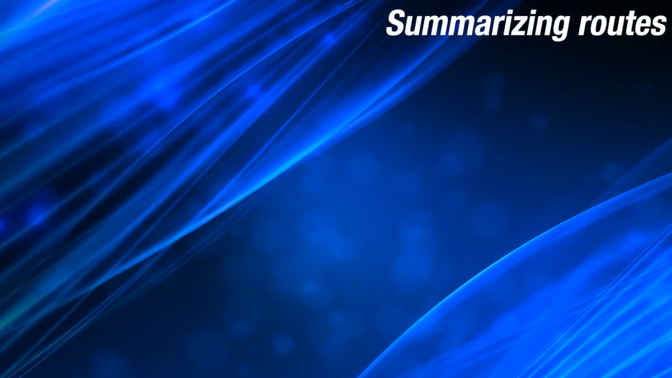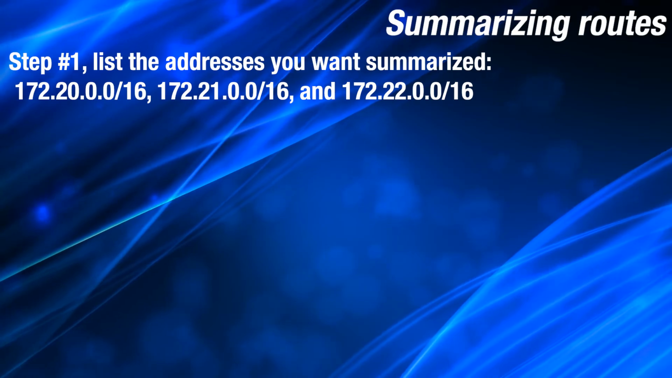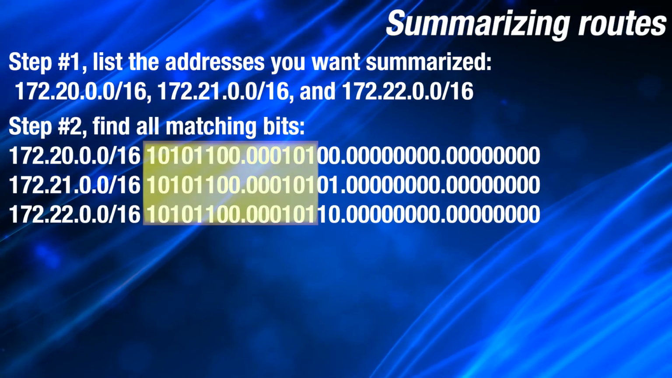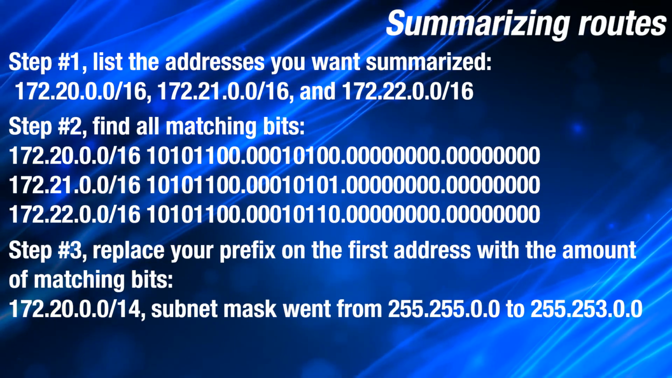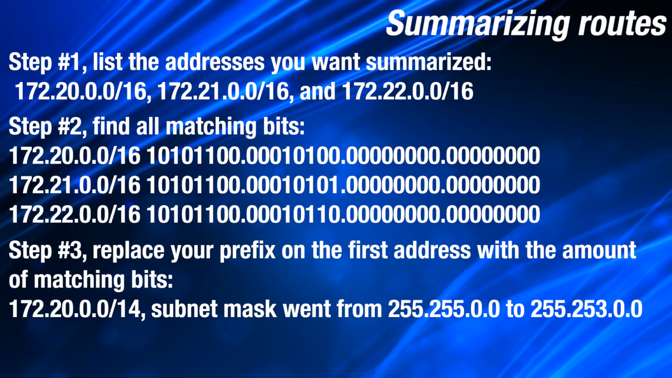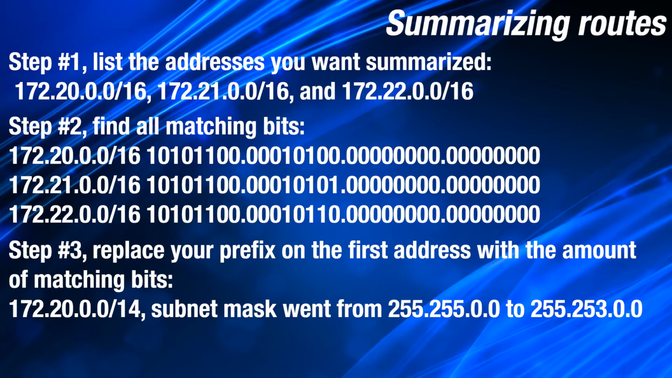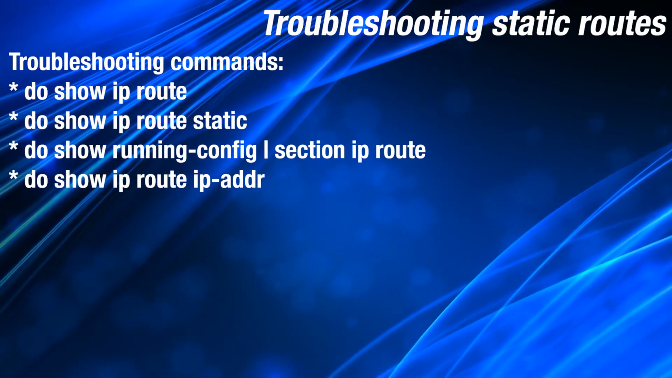If you need to calculate a summary route, here's how you do it. First, you want to compare all the routes you are attempting to summarize. From here, you'll want to count the number of far left matching bits. In this example, we have 14 matching bits. After that, you'll want to replace the prefix with the amount of matching bits. For a subnet mask, you would just have 255.253.0.0 in this example. When attempting to troubleshoot your static routes, try these commands.